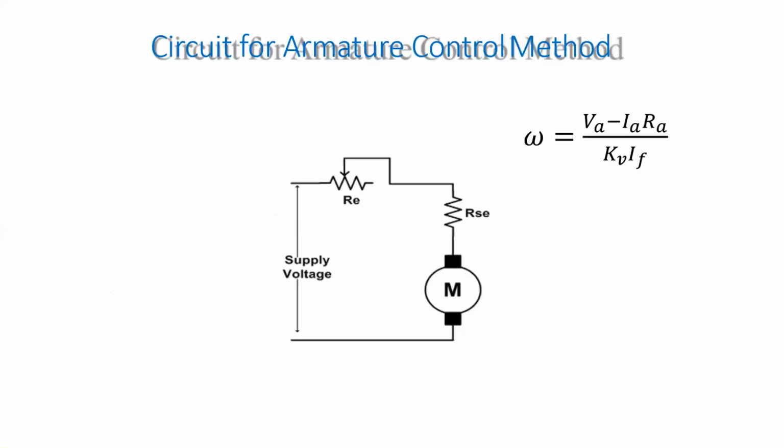Then we'll go for the circuit of the armature control method. In the armature control method, as its name suggests, we are connecting one variable resistance in series with the armature. So this is the armature of the DC motor. In series with that, we are connecting a variable resistor. So we can change the value of this resistance so that we can change the supply voltage applied to this particular armature winding. So VA will be controlled.